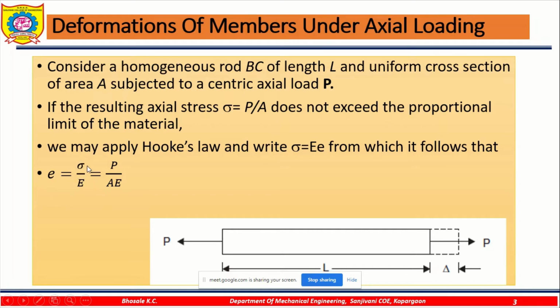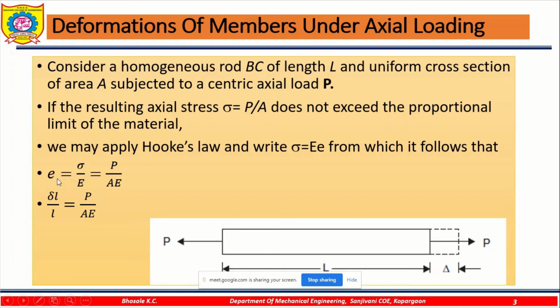This is sigma, which means stress, and this is Young's modulus. We can replace the value of stress. Stress will be equal to P upon A, so strain equals P upon A into E.